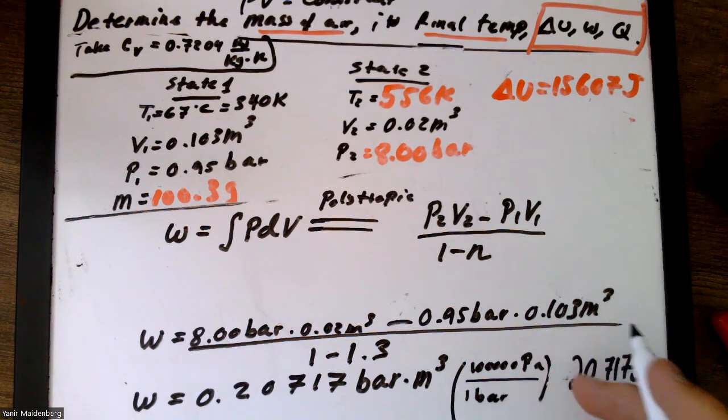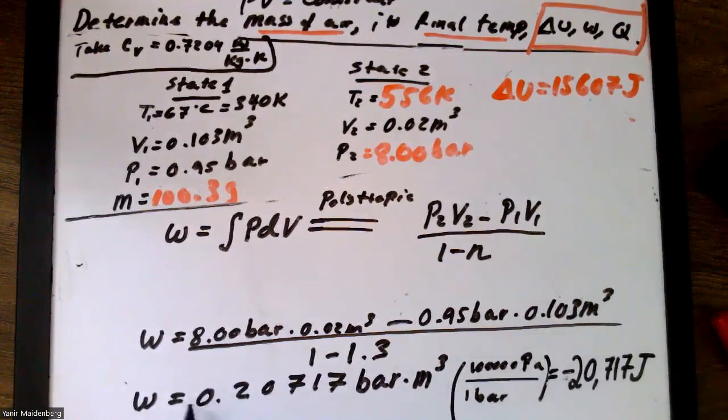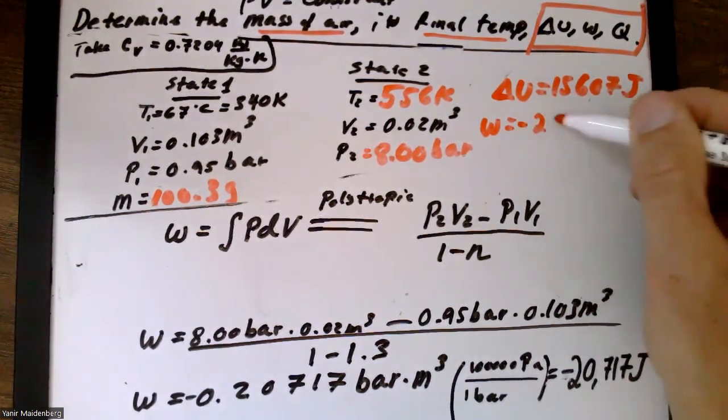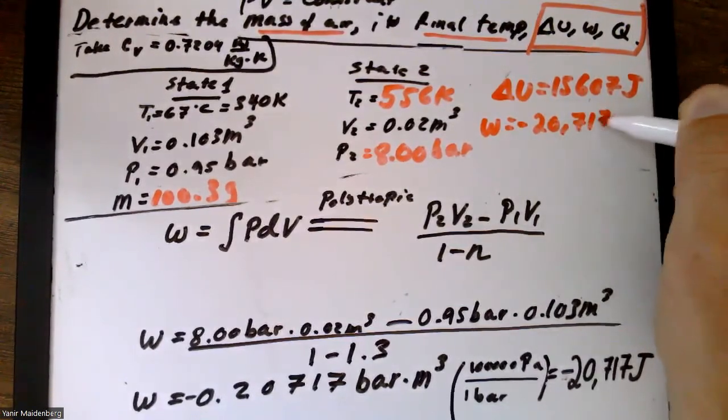And I think I removed the negative. There's a negative here and this is a negative. Okay, so that means that the work is negative 20,717 joules.